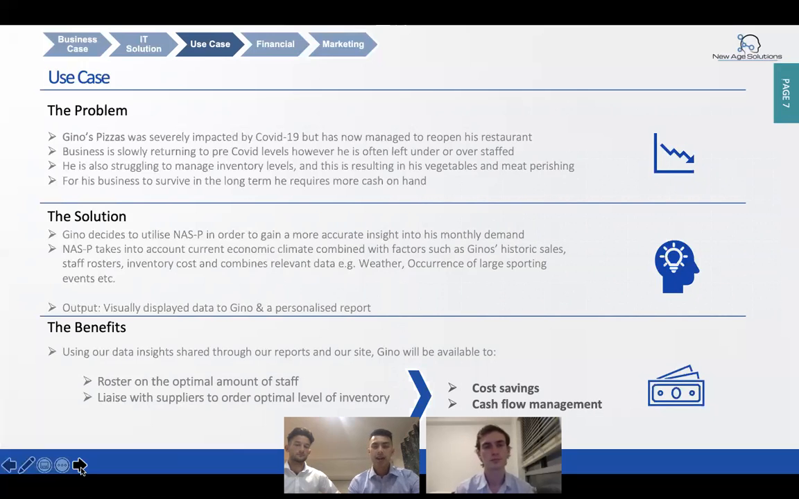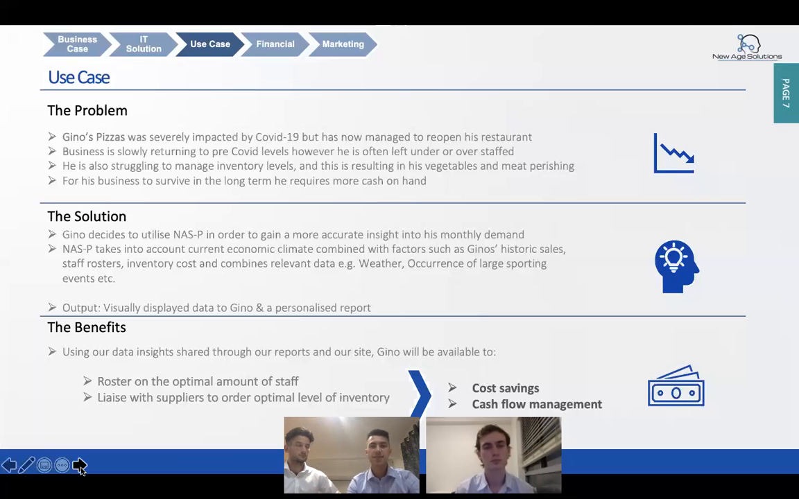So our tool NASP will take into account Gino's historical figures such as sales data and the current economic climate, and relevant factors such as the weather or ongoing sporting events that may impact any level of sales. And the output will be through our user-friendly Shibumi interface, which will display the data in a visual sense, and also the personalized PDF reports, which will tell Gino what his next action items and steps are.